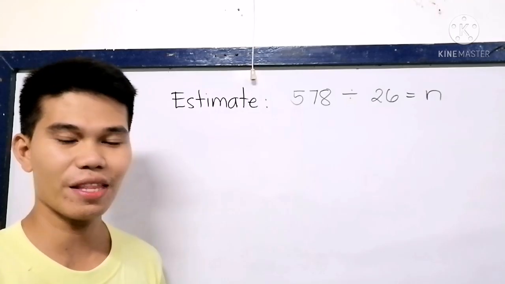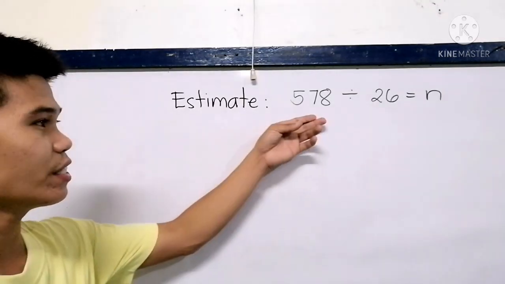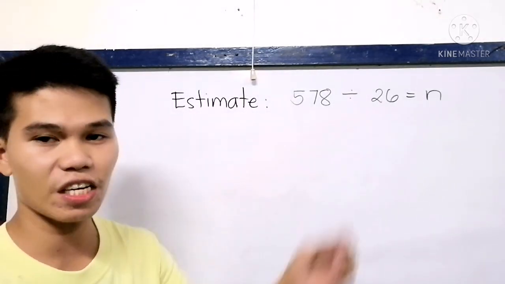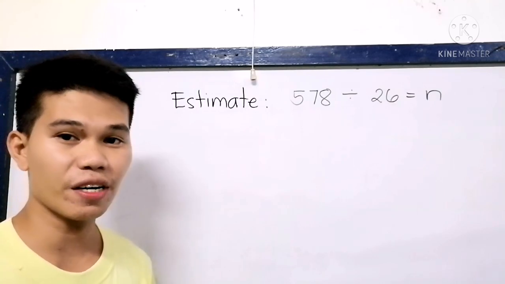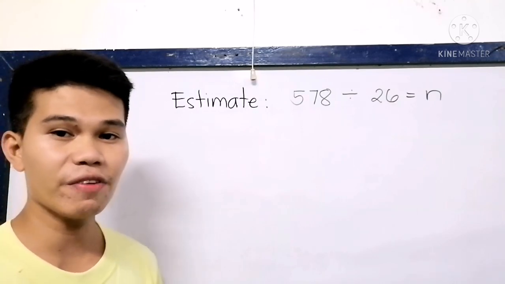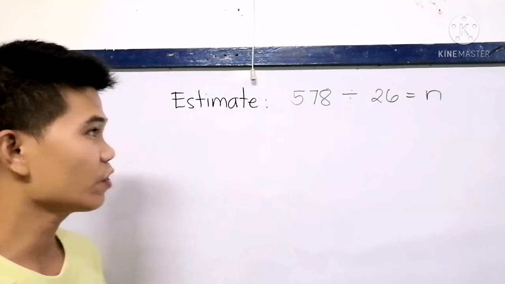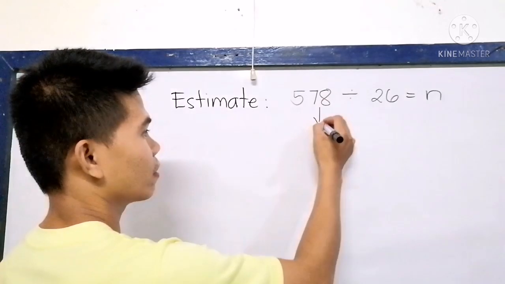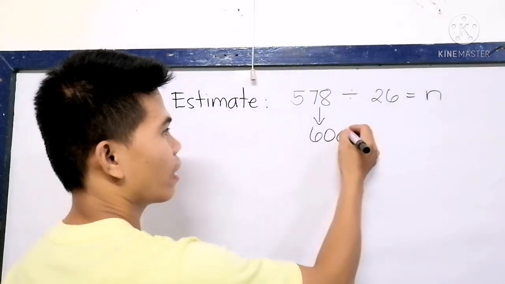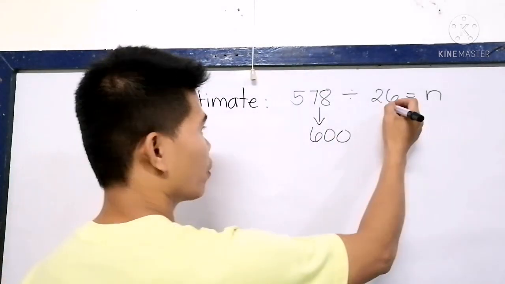Now let's have another example. Estimate 578 divided by 26 is equal to n. So again, we are going to round off first the divisor and the dividend to their highest place value. So therefore, 578 will become 600. And 26 will become 30.